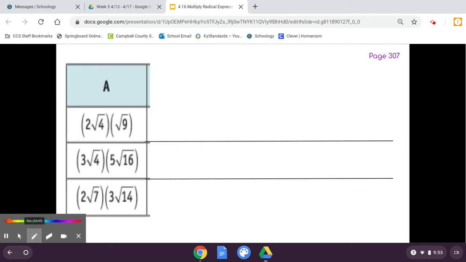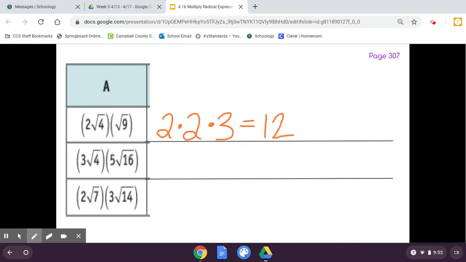All right. So this first one here, again on page 307, is we have 2 times the square root of 4, which is 2, times the square root of 9, which is 3. So our answer here is pretty basic. It's just 12. Okay, same thing for the next one. It's super basic. So we have 3 times the square root of 4, which is 2, times 5 times the square root of 16, which is 4. And when you multiply all those together, you get 120.